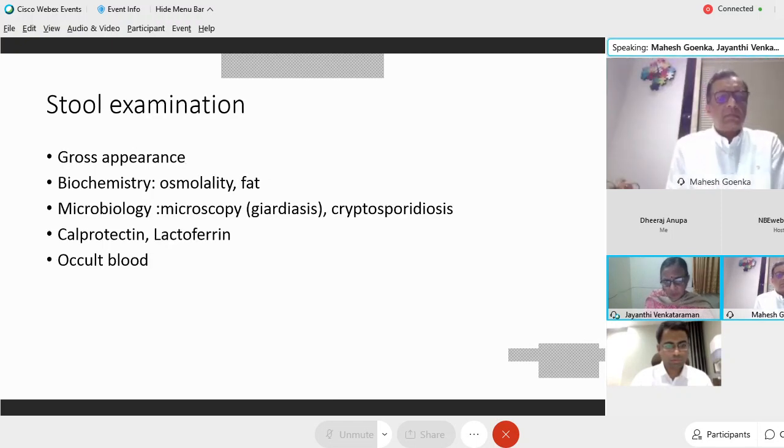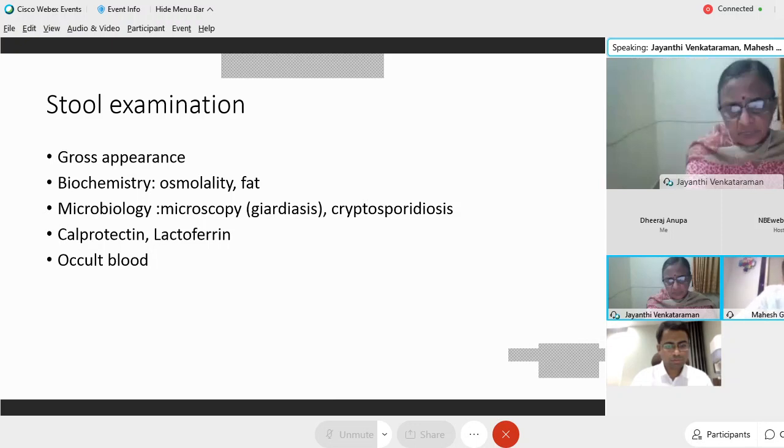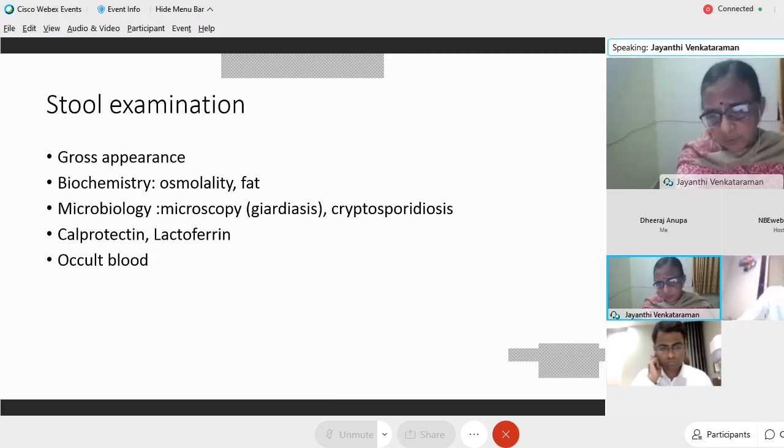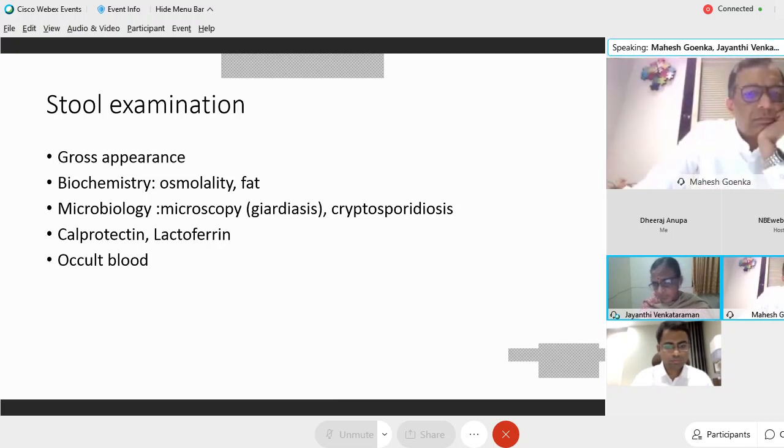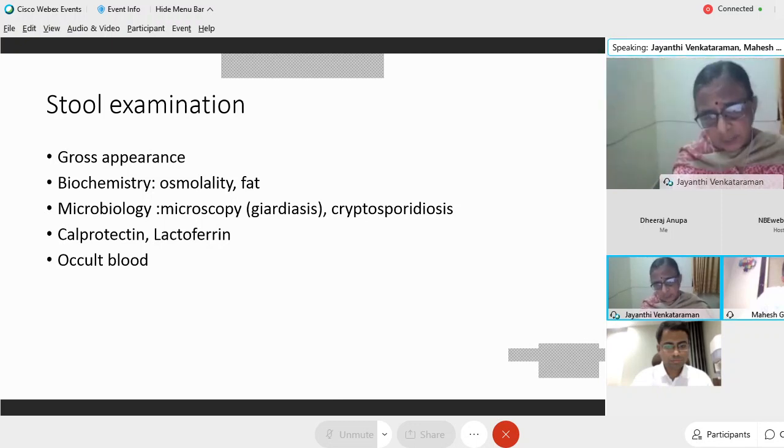So when you ask for stool examination, just remember some of these points. Gross appearance, very important. If the stool is frothy, think of giardiasis. Always ask for osmolality if you're in doubt whether it's osmotic or secretory. Examine the stool fats under the microscope for fat globules by Sudan III staining. Microbiology, look for giardiasis in a fresh stool specimen. Cryptosporidiasis can also be picked up. And stool calprotectin will tell you whether it's inflammatory or non-inflammatory.